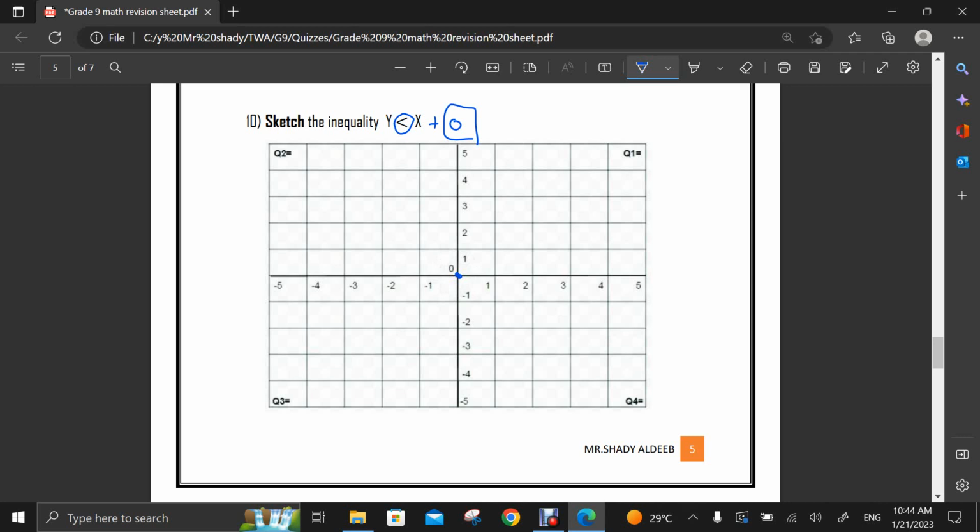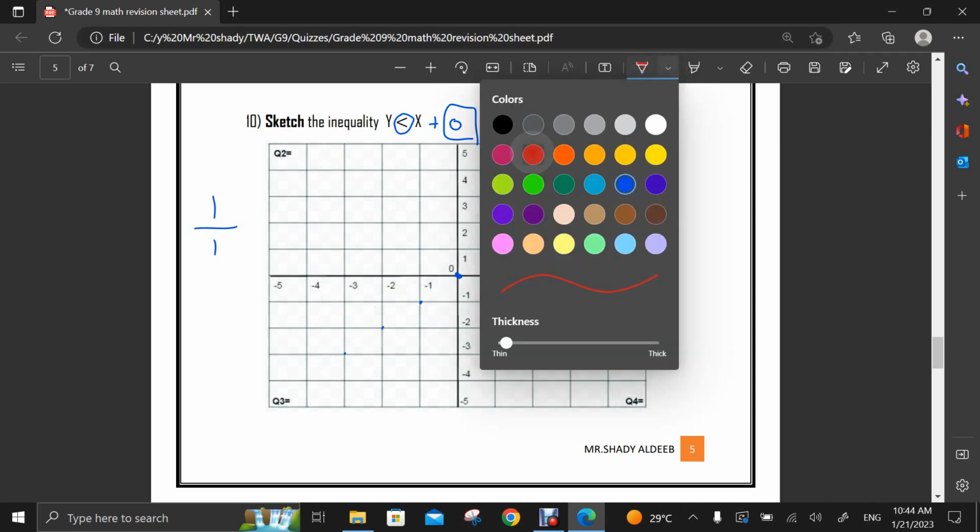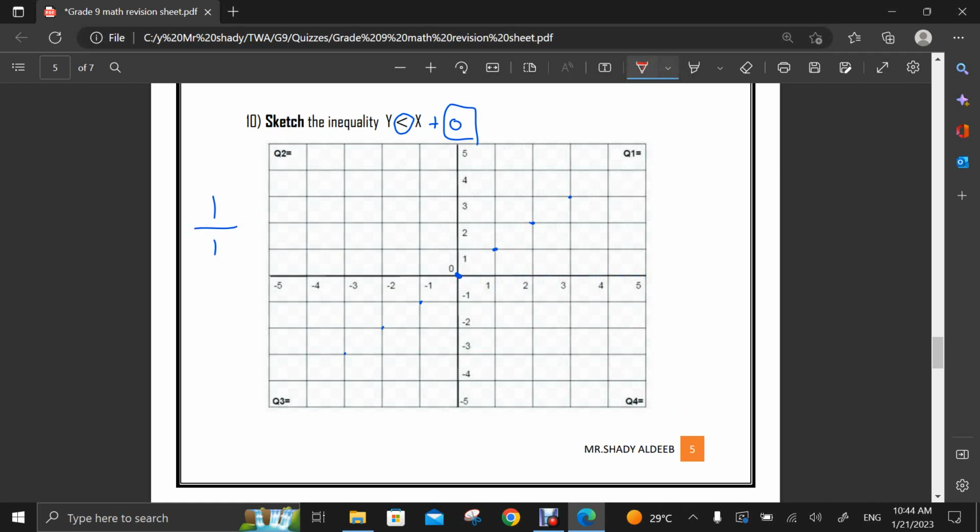Then what is the slope? It is x only, right? So what is the number next to x? It's 1. So I make 1 over 1. So I move 1 step up and 1 step right, or 1 unit up, 1 unit right. It will be here, like that. Then I'm going to join it using my ruler, of course. And it must be dashed.